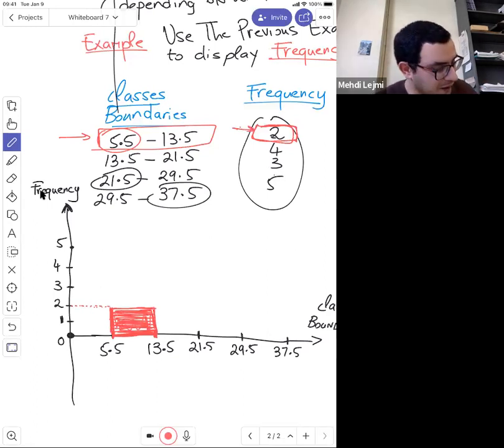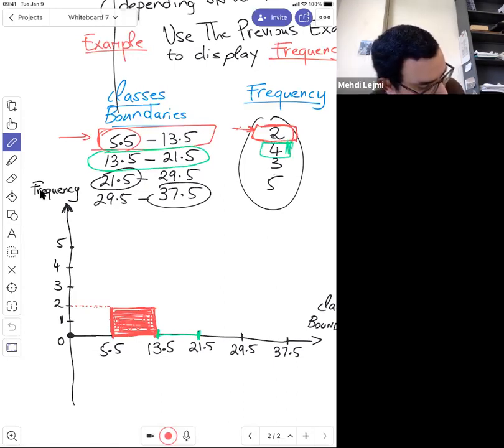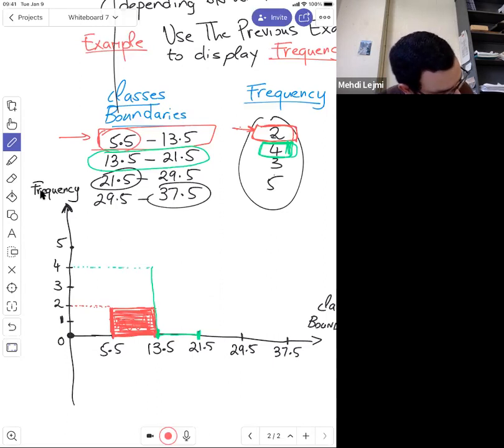Now for the second class, I'm going to use a different color, let's say green. The second class is from 13.5 to 21.5. You see this green interval, that's my second class. What's the frequency of my second class? It's 4. So I'm going to go up by 4 units here and draw a rectangle with height equal to 4.